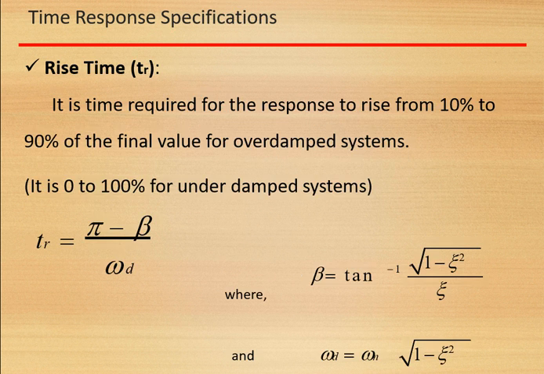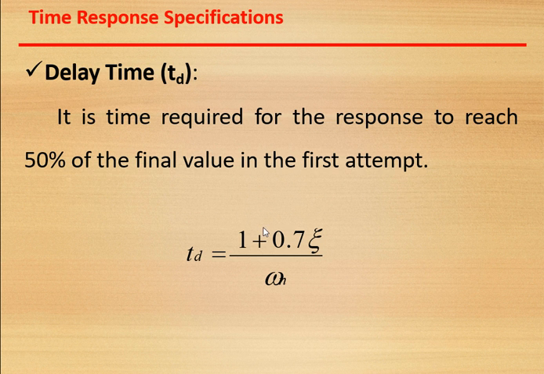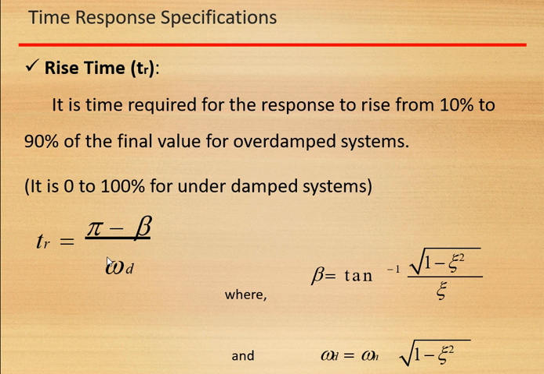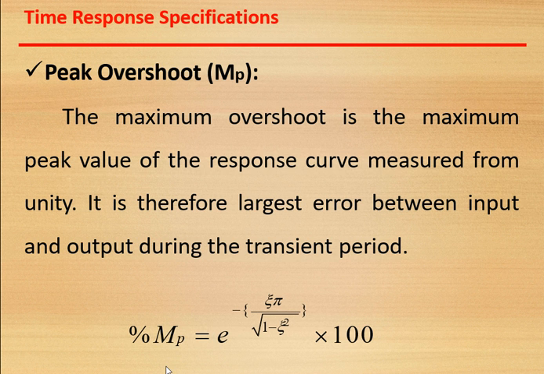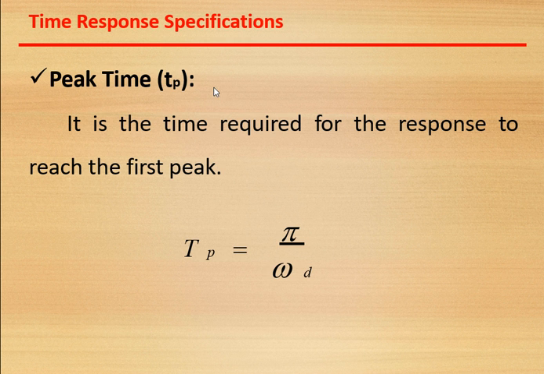Okay, so in short, let's see the equations. TD is given by (1 + 0.7 zeta) divided by omega n. Then TR is equal to (pi minus beta) divided by omega d, where omega d is omega n into under root 1 minus zeta square, and beta is equal to tan inverse of under root 1 minus zeta square divided by zeta. Then MP is equal to e raised to minus zeta pi divided by under root 1 minus zeta square, into 100. It is calculated in percentage. Then TP, that is the peak time, is pi divided by omega d.